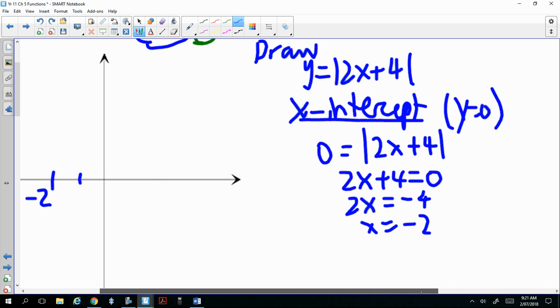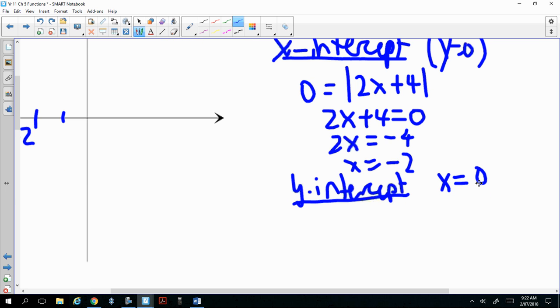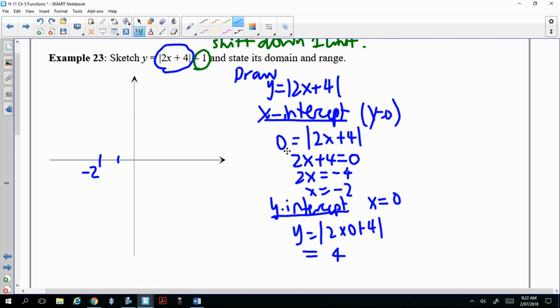Y-intercept. That's when x equal to 0. X equal to 0 will be y equal to 2 times 0 plus 4, which is 4. Alright, let's make it a bit bigger so you can all see the big picture. 1, 2, 3, 4. Okay, so it's going to go like this, the graph. 4, so it's a V shape. So you draw a V shape like this. Right, that's a V shape.